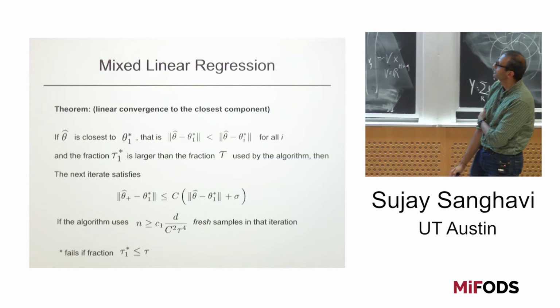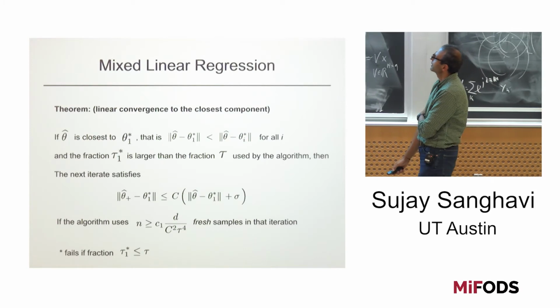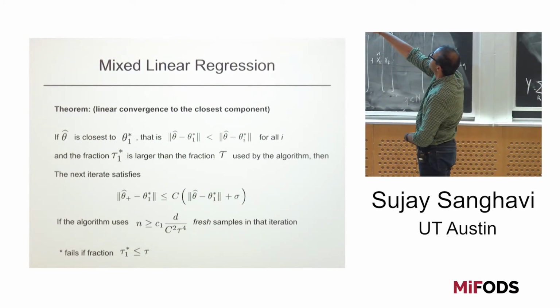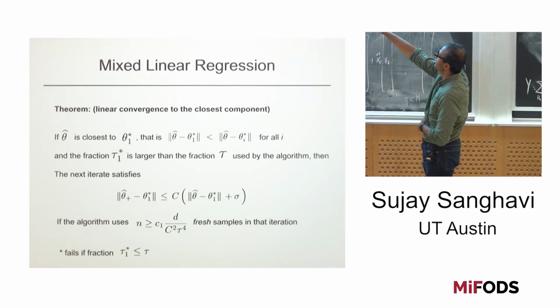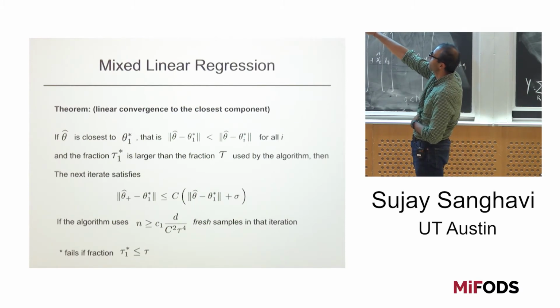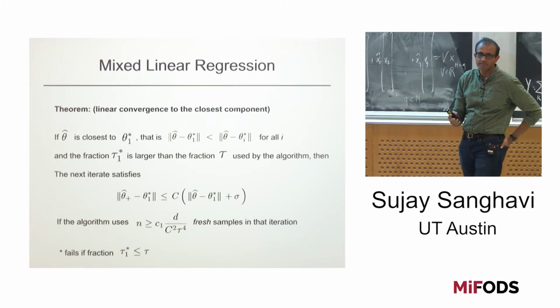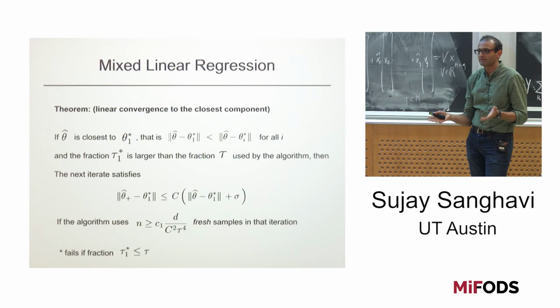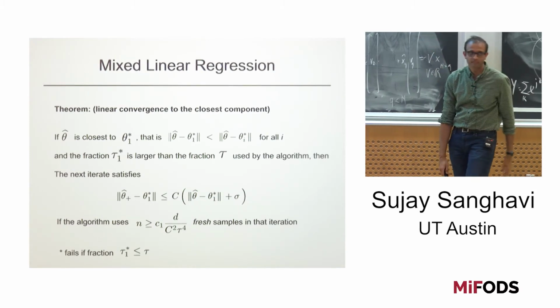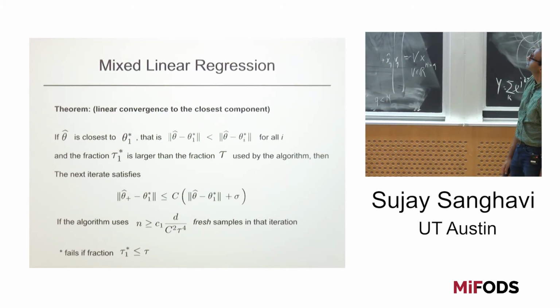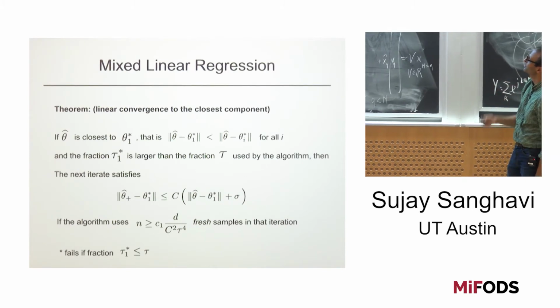In your asterisks, you say there exists a counterexample. Oh no, this is not a counterexample. It just says that if the fraction of data that is accounted for by theta 1 star is less than the fraction of data I'm keeping, I will not converge. So then this doesn't work. It's not a counterexample. That's actually said in the theorem. I didn't need to include that.